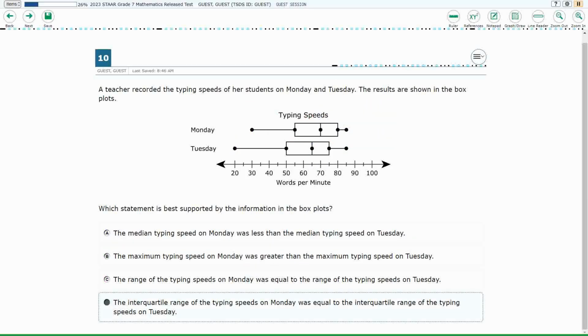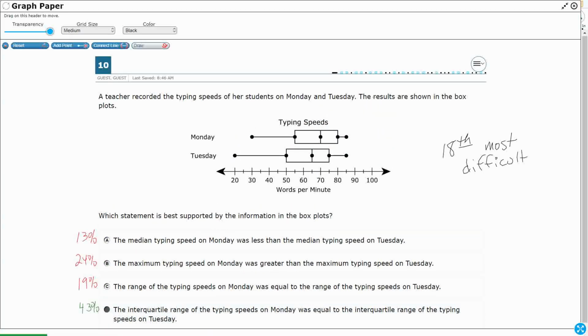Let's see how we did across the state of Texas. So this is right in the middle of the difficulty, tied for the 18th most difficult on a 38 question test. And we see that only 43% of our students were able to get this correct. Now, what is it that's kind of interesting about A, B, or C that might have taken some of the students off guard here?